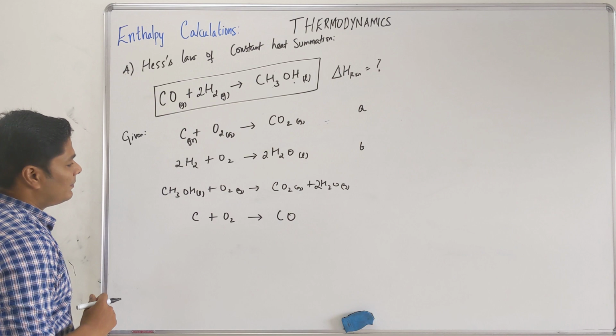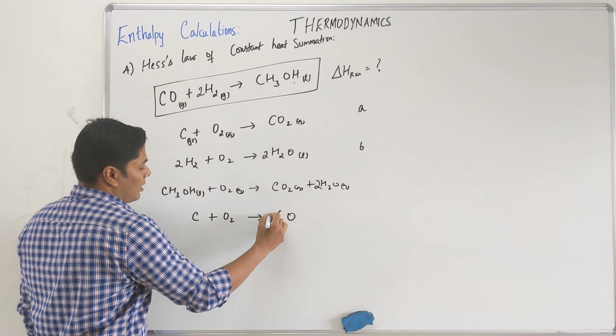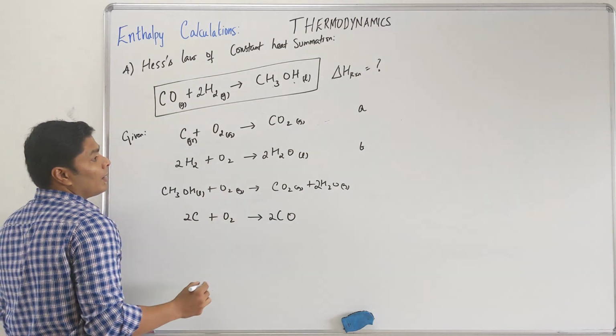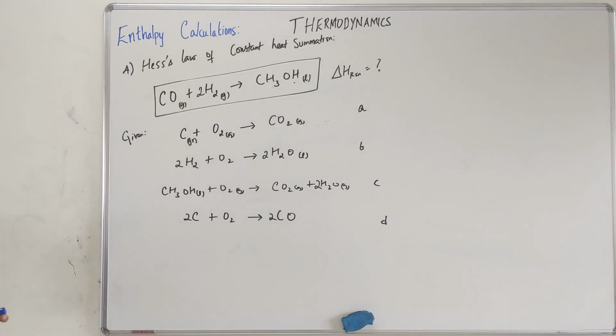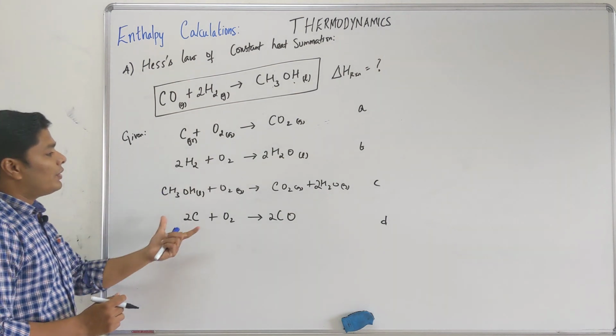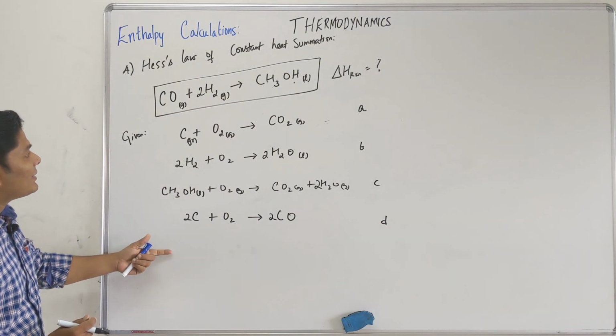C plus O2 gives CO. Okay, so let's number them maybe 2 here: A, B, C, D. Alright, so now take a minute to look at it. They are giving you 4 different equations, maybe all of them are enough. Now they can ask you how to get it.